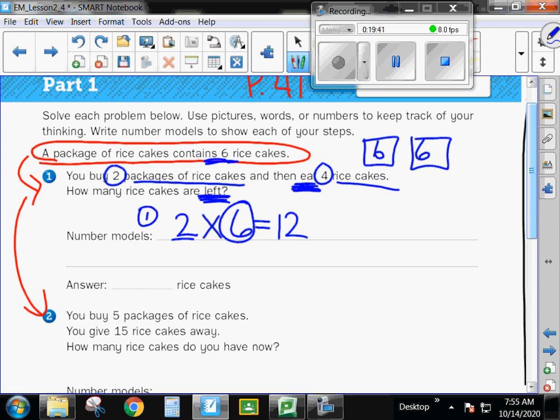Step 2 is I'm going to eat 4 of those rice cakes. So I'm going to bring that 12 down, and then I'm going to eat four of them. Well, that's subtraction, right? And when I do 12 minus 4, what does that give me? You guys always freeze up when you see a subtraction problem. Remember, the easiest way to do it is start with the 4 and count up to the 12. Okay, so you have 8. So your answer then, it wants to know how many rice cakes are left. 8 rice cakes are left.